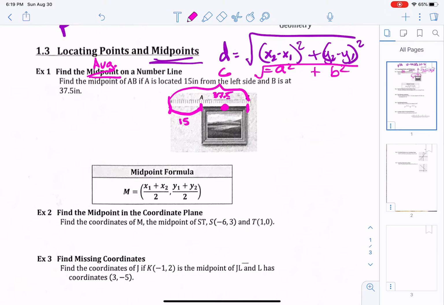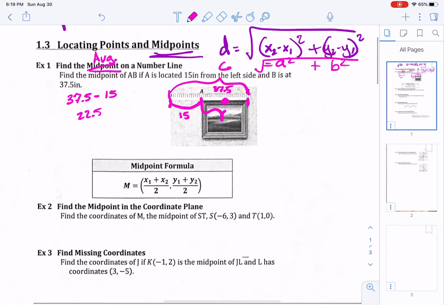So what we did in the other class is we took 37.5 and we subtracted 15. That's 22.5. So basically this right here is 22.5. Half of that would be 11.25. So basically we can say that the distance from here to here is 11.25 because it's half of that. And then we can add that on to the 15 to get all the way to the edge here. So 15 added to this right here will give you the middle. So that would be 26.25.